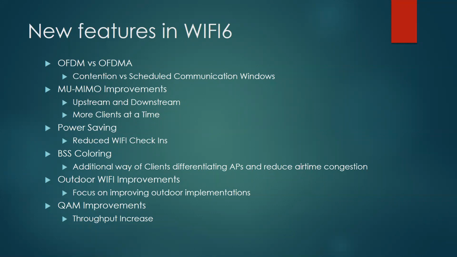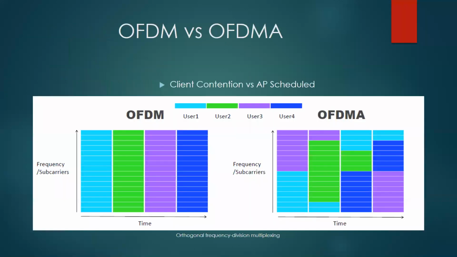And then QAM improvements is basically just throughput, just a different algorithm that it uses to be able to push more data faster. That's basically just a little increase that they've done. It does actually make a little bit of throughput difference. So we'll get into that in the next two slides.